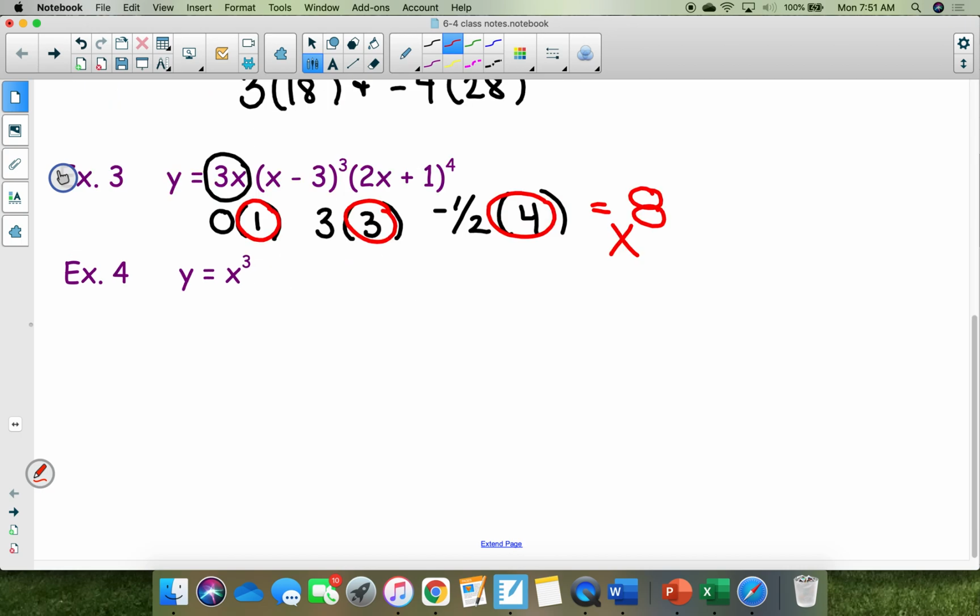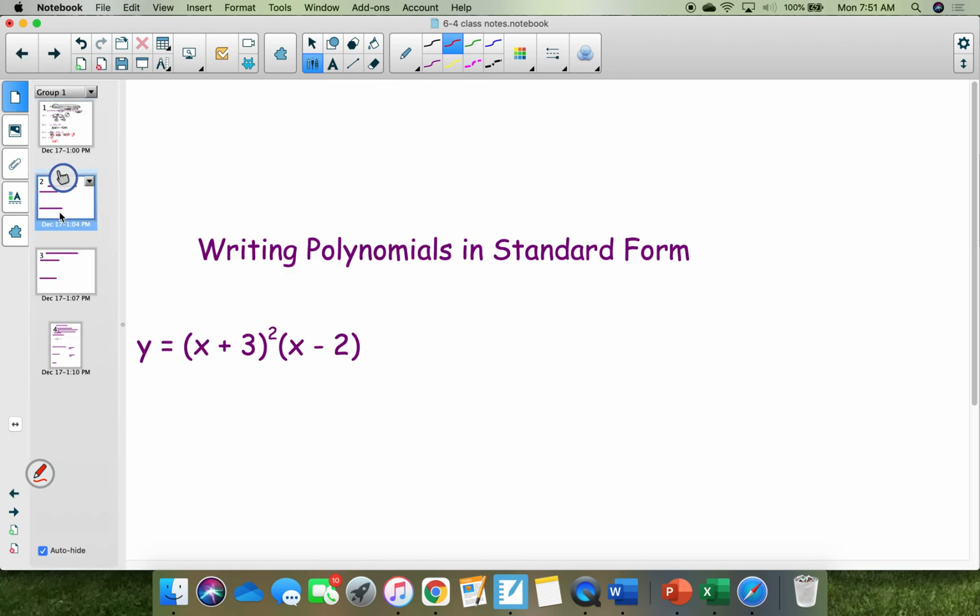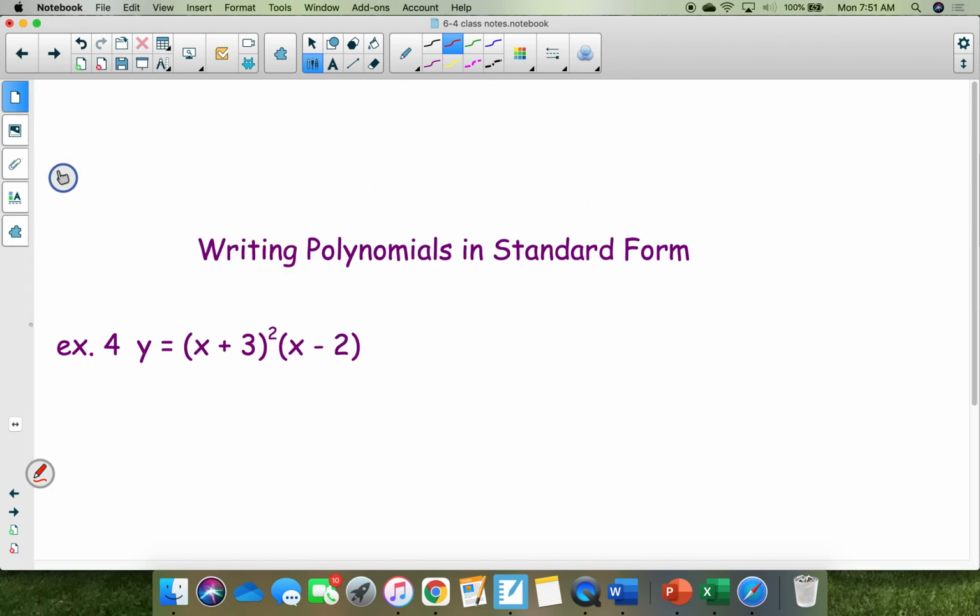And the last one, set this equal to 0. There are 3 of them. So that's the first part of the assignment, figuring out the zeros. The second part is just to write a polynomial in standard form. So they just want you to multiply these out. This will take a while.